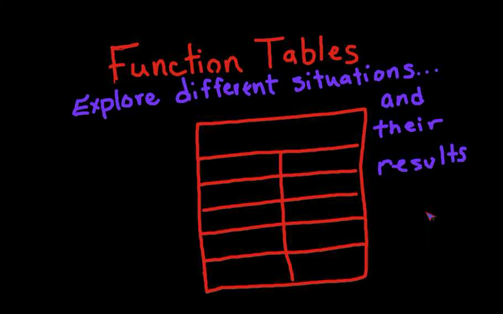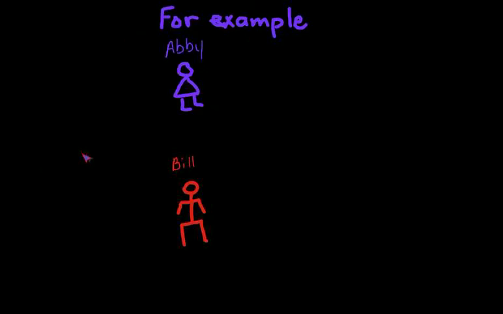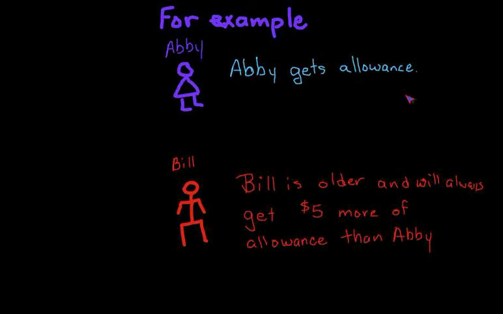So today we're going to look at how the function table is organized and how it helps us organize information and understand it better. First situation, we're going to look at an example with Abby and Bill, a brother and sister. Abby's the little sister, and she's not old enough to get an allowance. But Bill is older, and so he will always get $5 more allowance than Abby does. Their parents just think that's the reasonable rate.